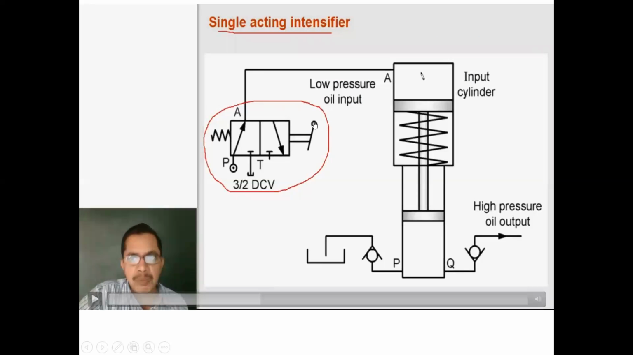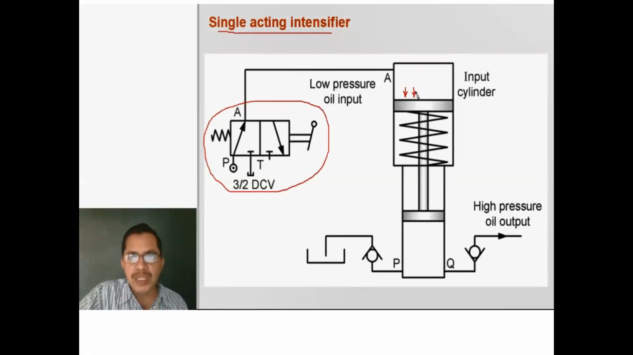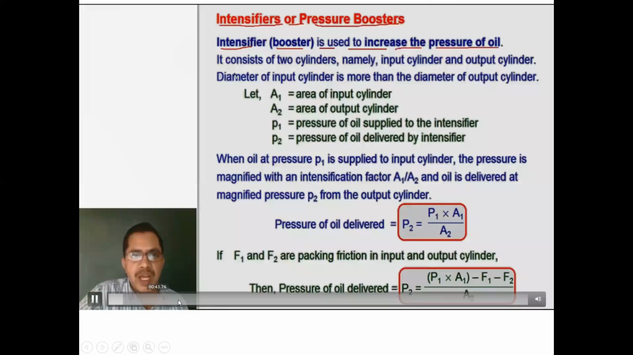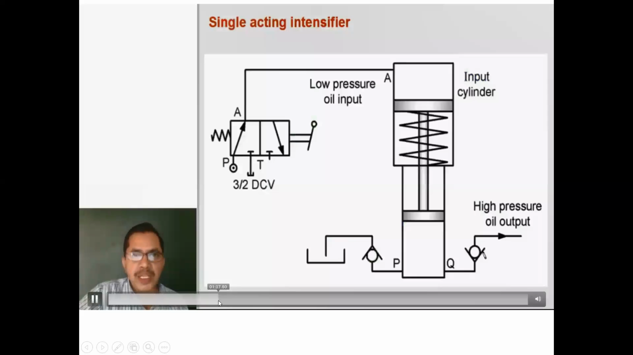Here you can see this is the hand lever, and using this lever we are going to change the position of this control valve. Oil will exert pressure on the piston of the big cylinder, input cylinder, and the force exerted is the pressure of oil P1 multiplied by the area. We need to have high pressure oil.